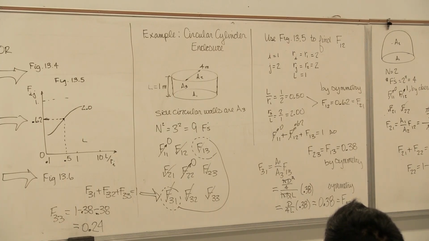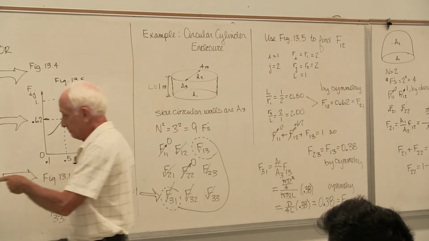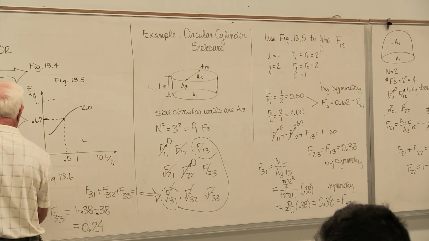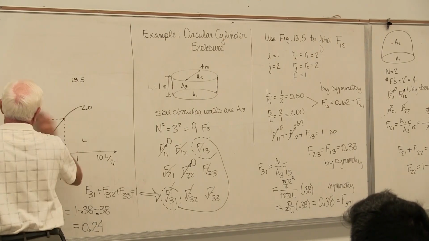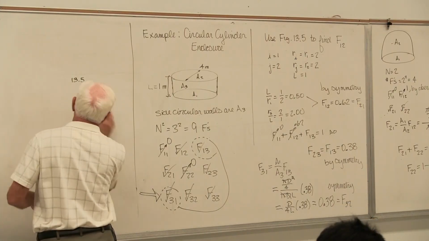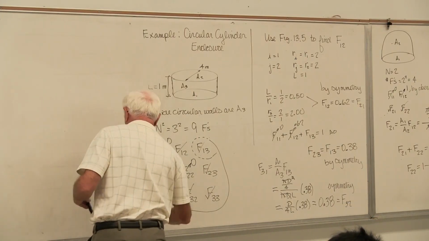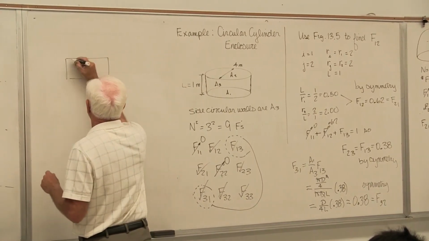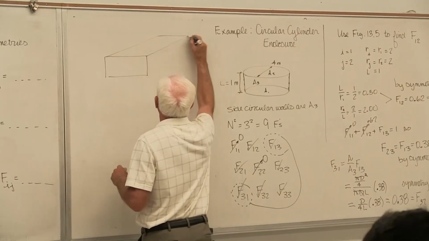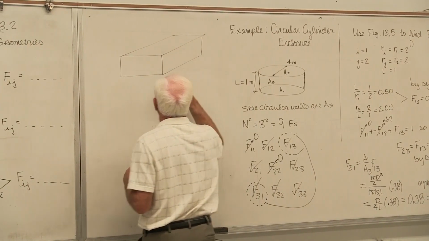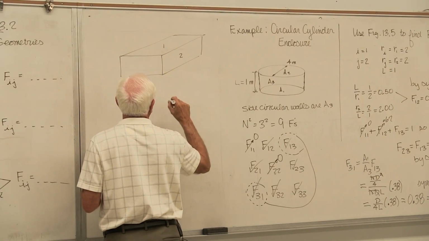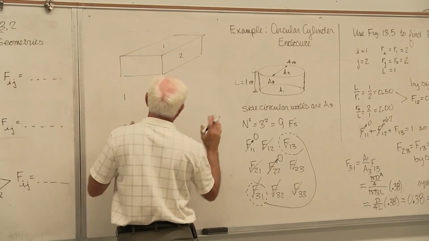Okay, that's called view factor algebra. View factor algebra. I'll do one more because this is the one that confuses people. I'm going to take this bottom one down here. And I'm going to take an enclosure, which is a rectangular wall room. I'm going to call this area 1 and this area 2.